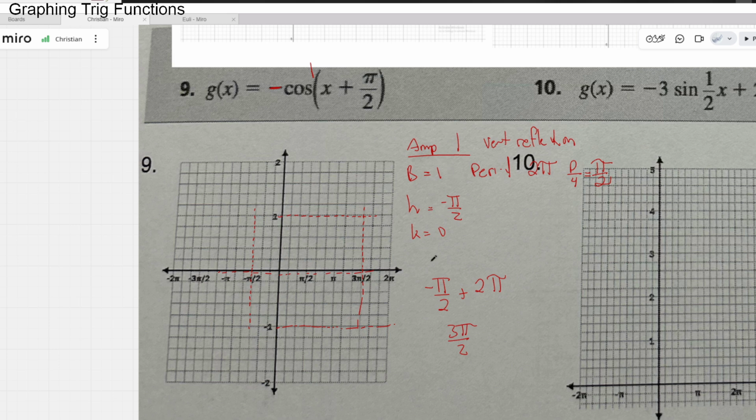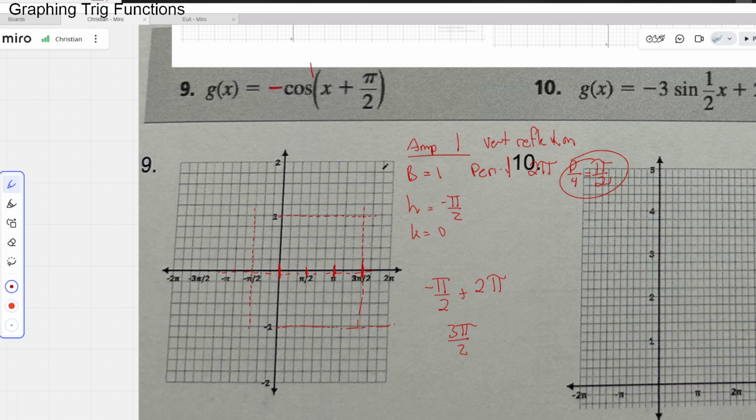All right, and then my quarter periods. So I need to go 1 quarter period, 2 quarter periods, 3, 4 quarter periods. Those are jumps of pi over 2. Pi over 2 gets me to 0. Another pi over 2 gets me to pi. Another pi over 2 gets me to my endpoint.